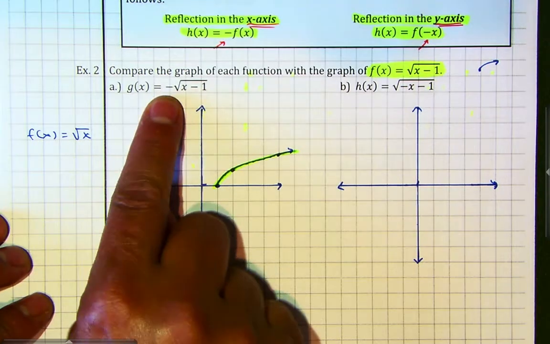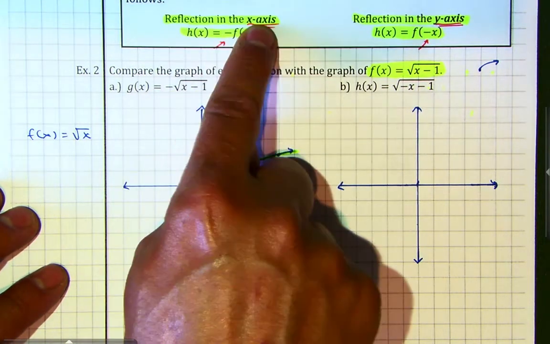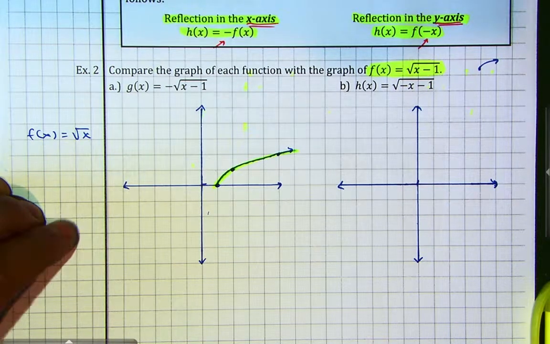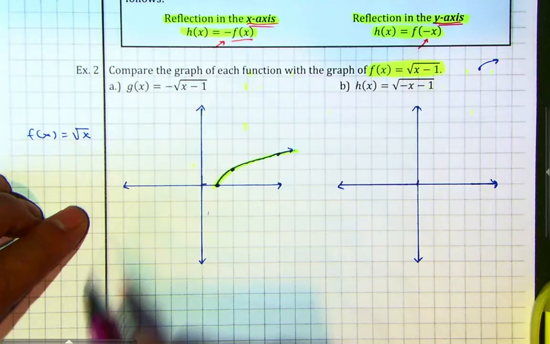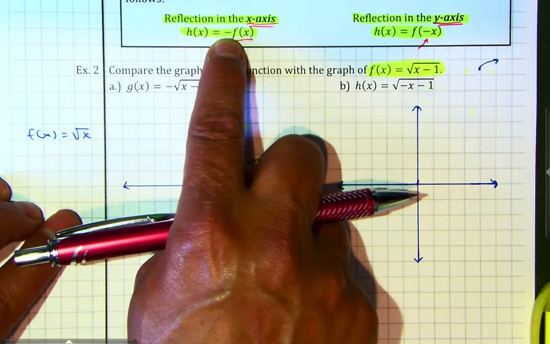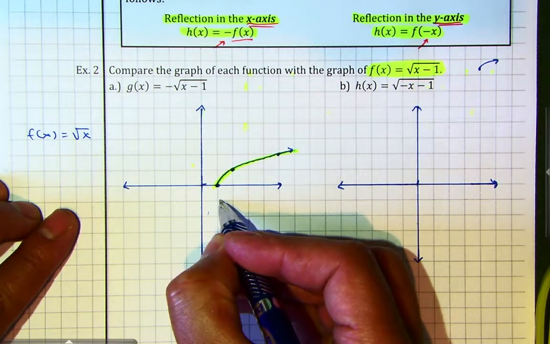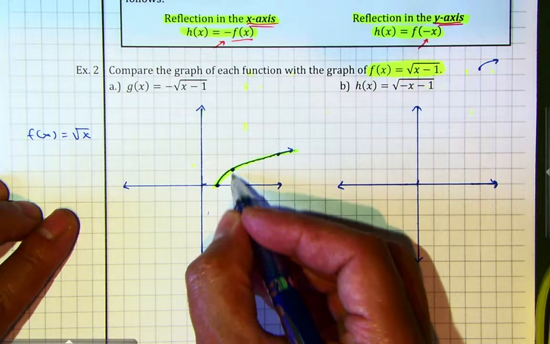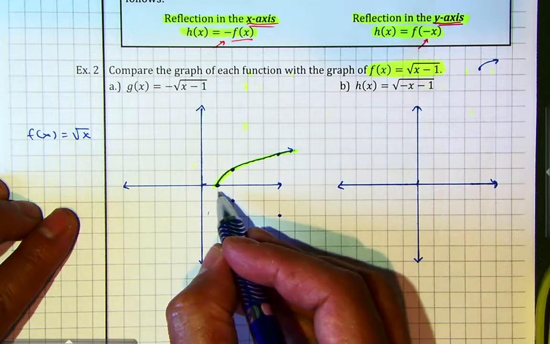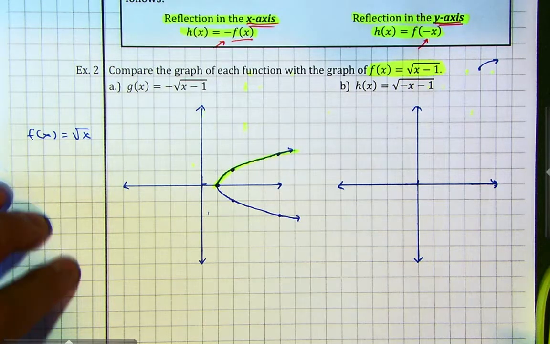What does the negative do to the graph? So the negative is going to be a reflection on the x-axis. So you want to think about this being the y values. So with the negative, it's basically going to make all the y values the opposite. So in this case, the opposite of 0 is 0. The opposite of 1 will be negative 1, and 2 will be negative 2. So that's how the reflection on the x-axis works.